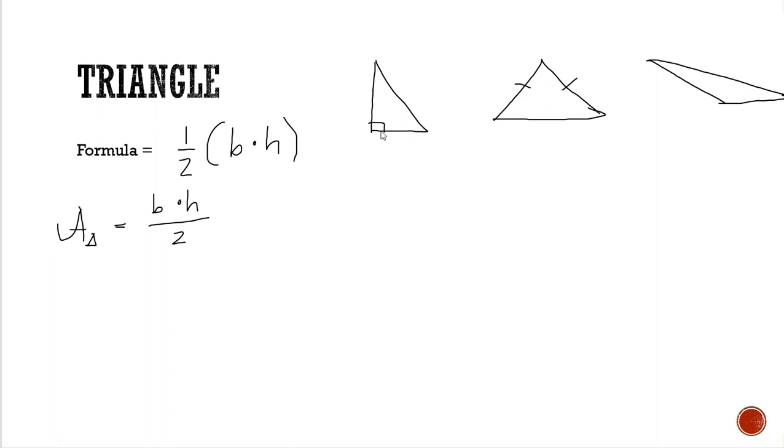So, whenever you have a triangle, first you identify what's the base and the height. The bottom part is the base. Alright, so that's the bottom part, base. And the height is this one. Okay, the height. And this is the base.